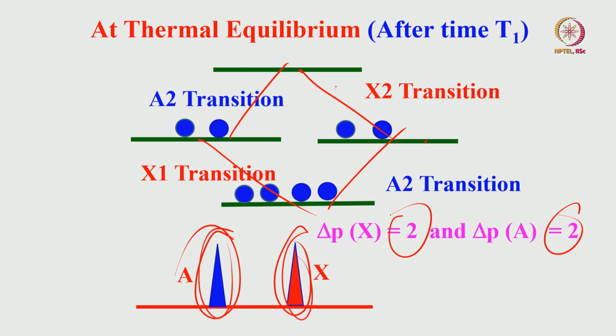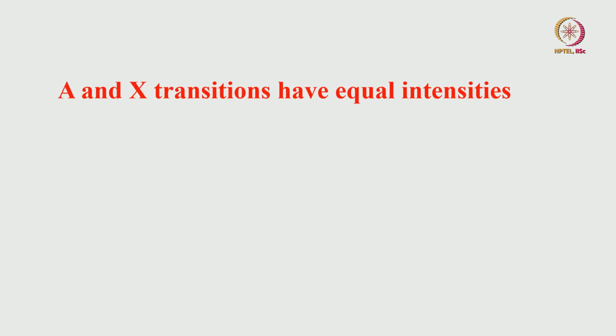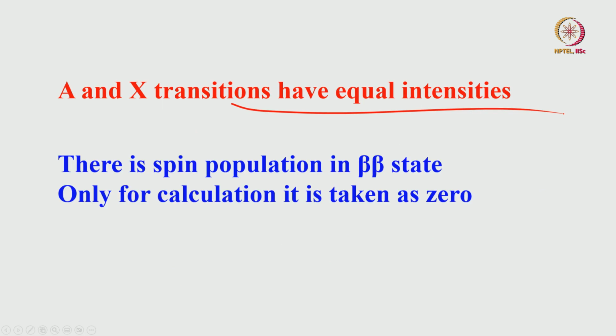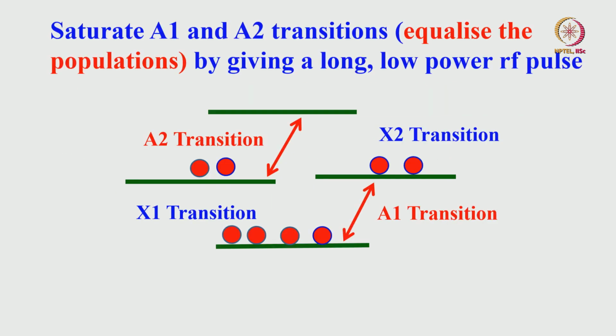X transition intensity is 2, and A is 2, after thermal equilibrium, after the time T1 when you put the sample in a magnetic field. Let us see now. After some time we know that A and X transitions have equal intensities, and I told you spins in the beta beta state are there. Only for calculation purposes it is taken as 0. Never be under the impression there are no spins in the beta beta state.